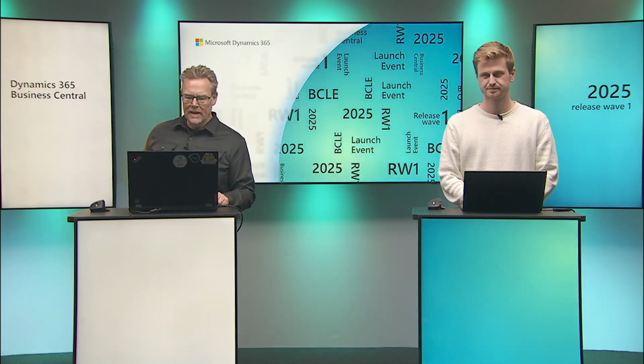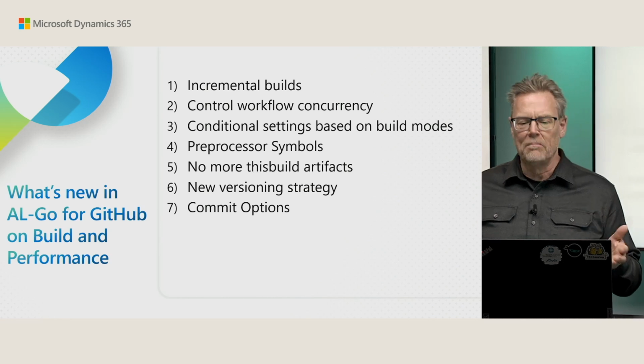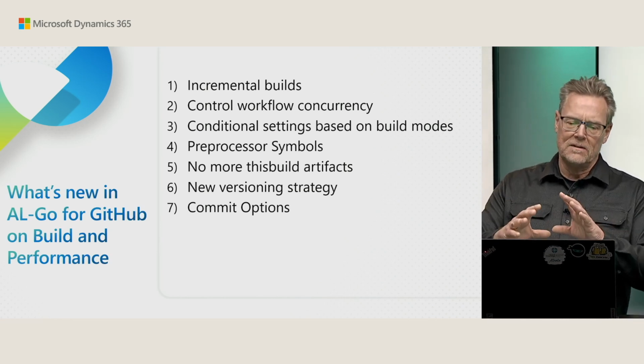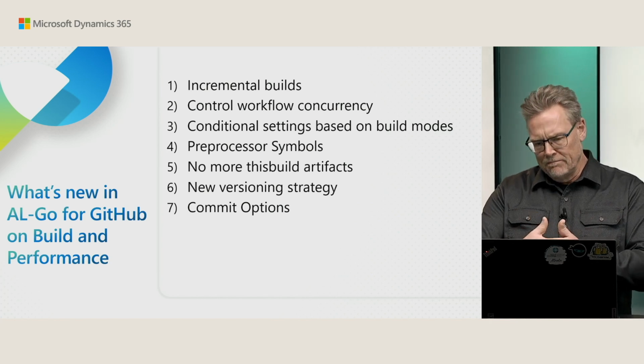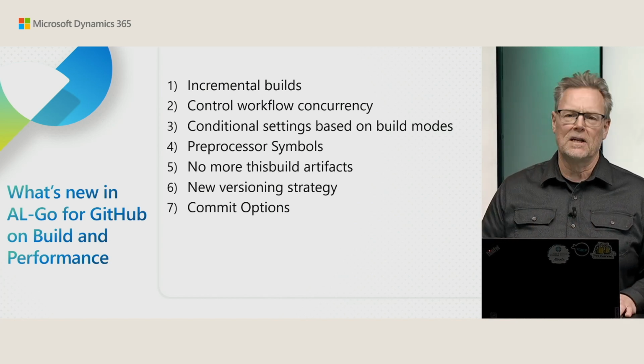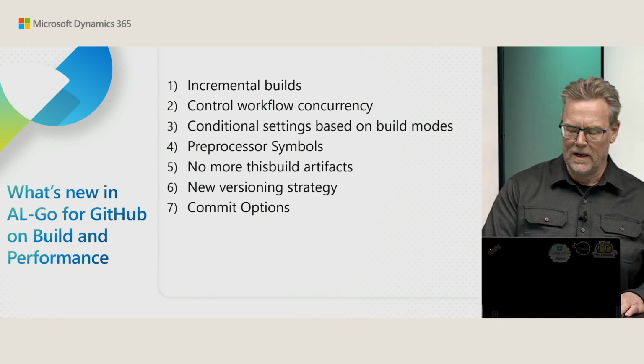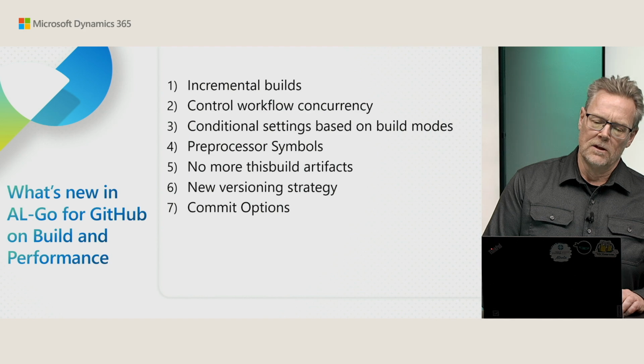In ALGO for GitHub, in this release, we have quite a few things on build and performance. We'll go through these not in detail, but just on the surface, and try to explain what these things are good for and how they can help you in your DevOps solution.